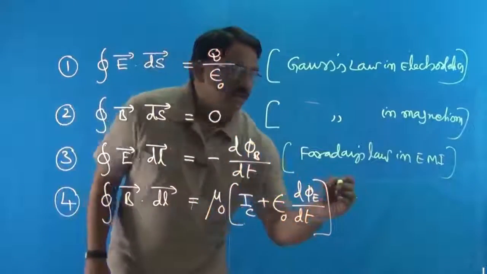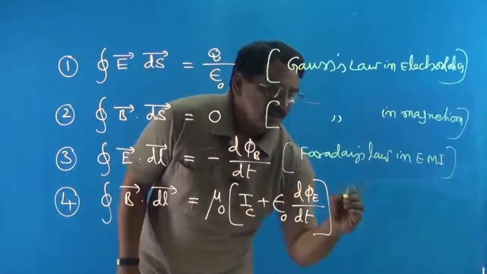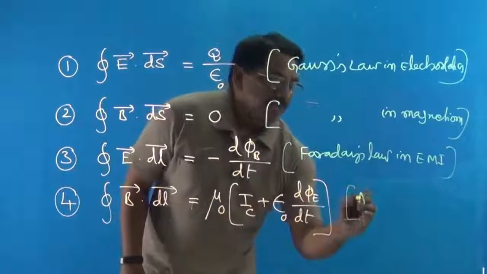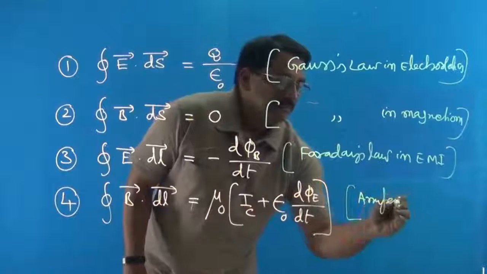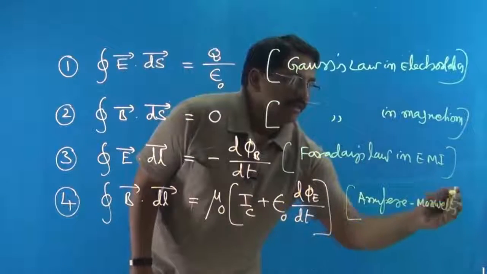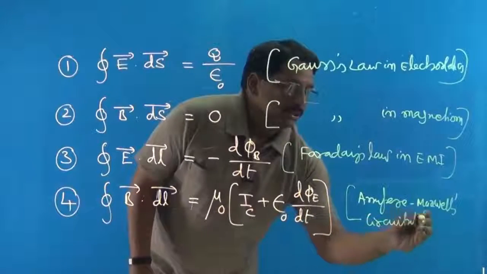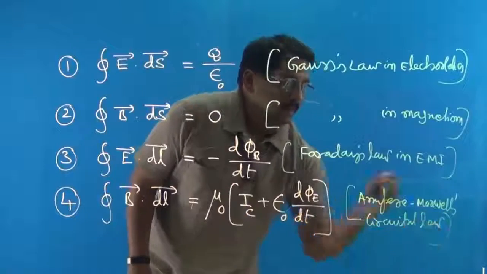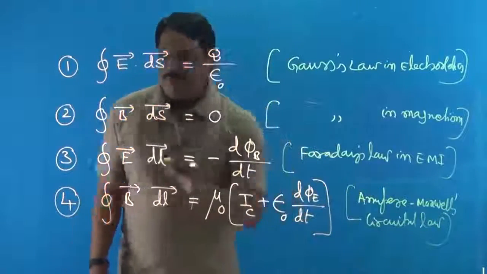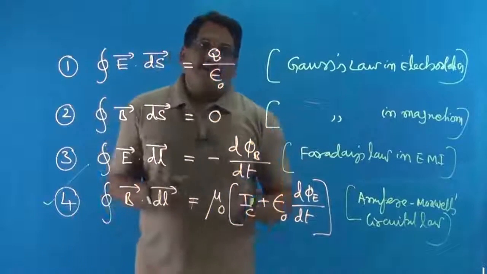This is our modified form of Ampere's circuital law, or simply we call this the Ampere-Maxwell circuital law, and this is the modified form of Ampere's circuital law. So option 4 is our correct answer.